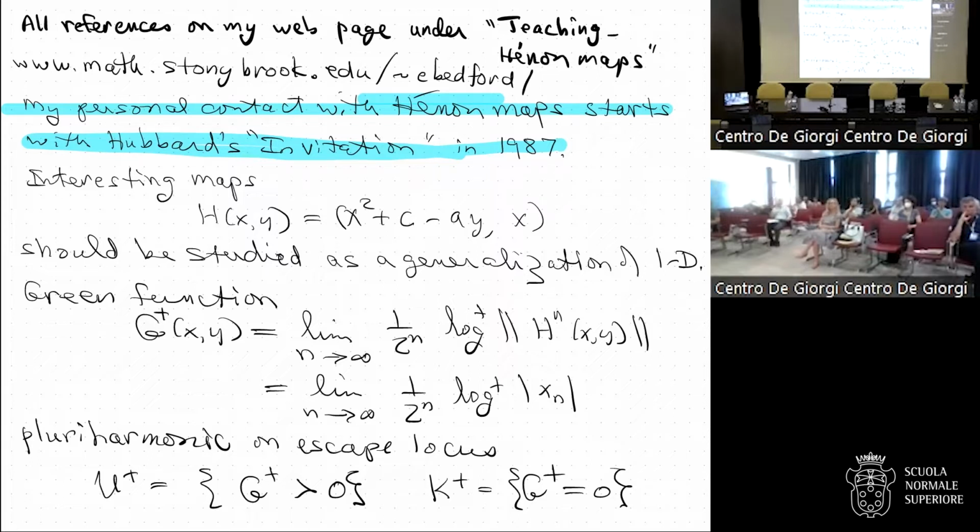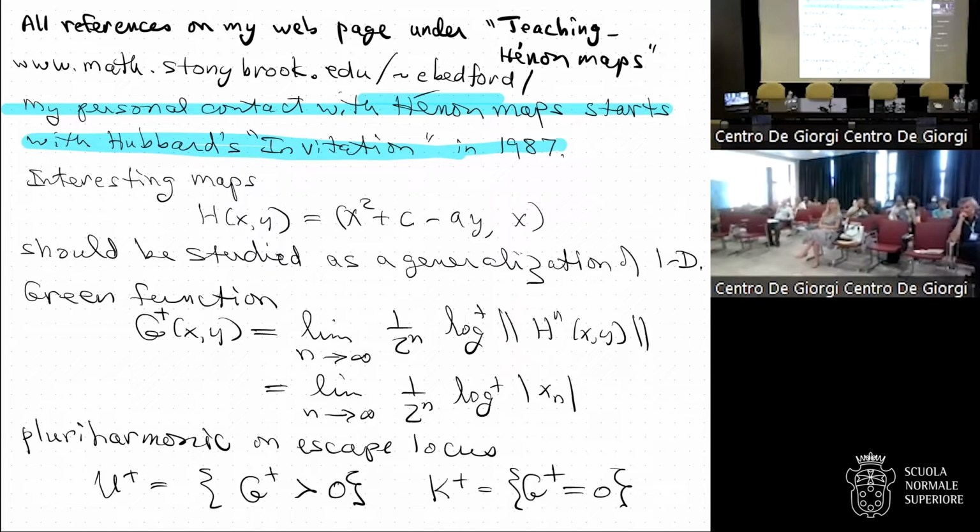I mean, people like me, my heart starts beating fast when I see something's pluriharmonic. Wow. And so anyway, this is the Green function, and this is something that's pluriharmonic on U plus. Hubbard looked at this thing, and Hubbard said, well, I've got this set. It has this beautiful pluriharmonic exhaustion.